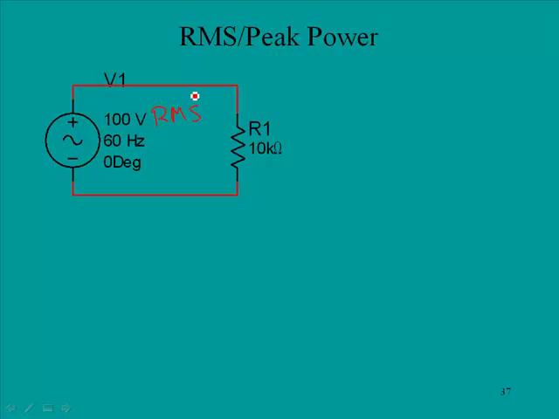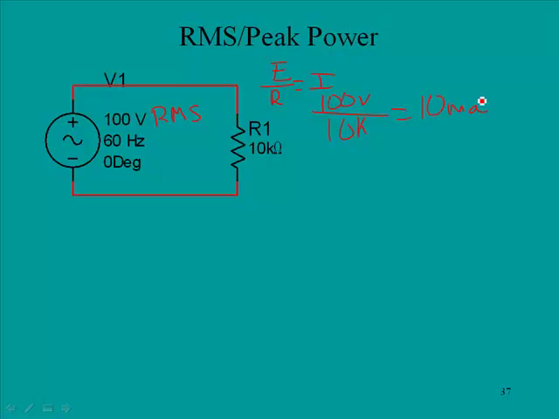Now remember, this is an AC calculation. AC calculations concerning Ohm's law will be just the same as we did with DC. So remember we said that E over R equals I. In this case we have 100 volts RMS divided by 10K, and if we solve for that we'd find that it equals 10 milliamps.